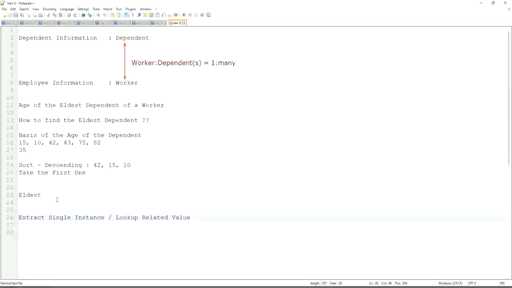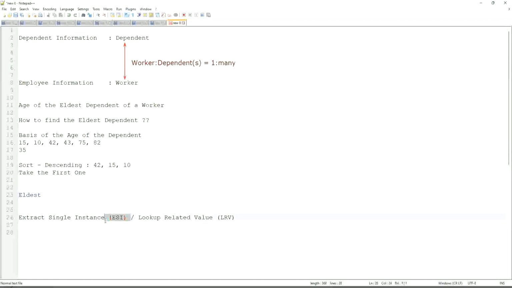This is the most common calculated field function that people will ask you in your interviews. ESI and LRV. Extract single instance is called ESI. Lookup related value is LRV. They work in combination.